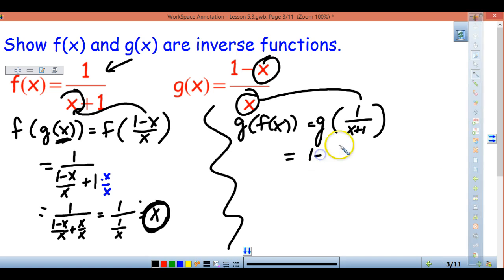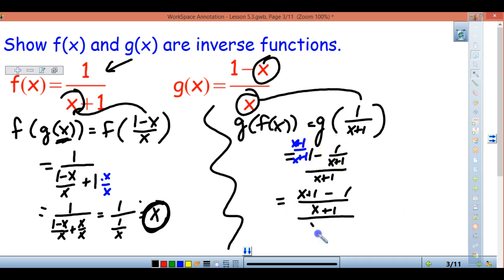So 1 minus 1 over x plus 1, all over x plus 1. So I need to multiply this here by x plus 1 over x plus 1. So on top, if I want to do a little bit of simplifying, that can turn into x plus 1 minus 1 all over x plus 1, all over x plus 1. If you notice, the 1's will cancel. And so you're left with x over x plus 1 on top.